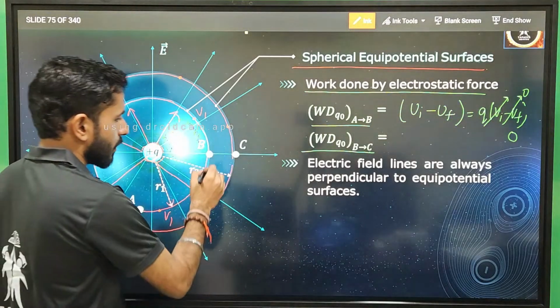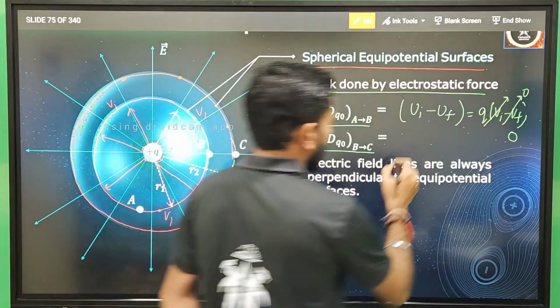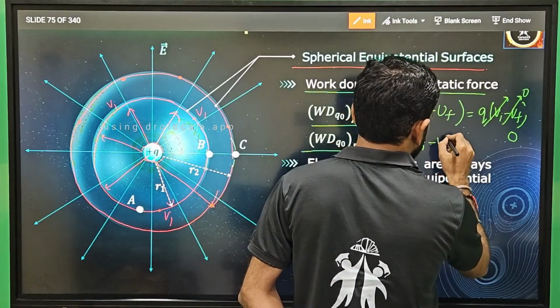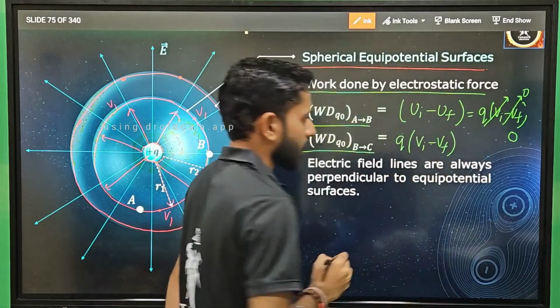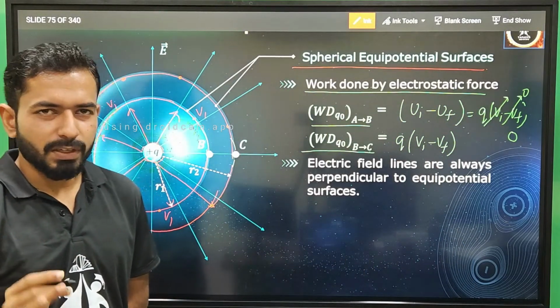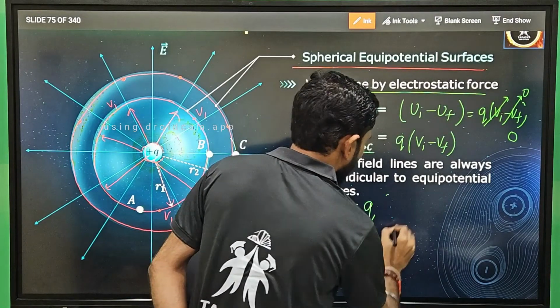Reason? Because this is a different equipotential surface. How will you write it? You will write Q times (V initial minus V final), correct? Or minus Q times (V final minus V initial). A lot of times it is asked in different ways, so you can take care of that. So what do you write? Q.